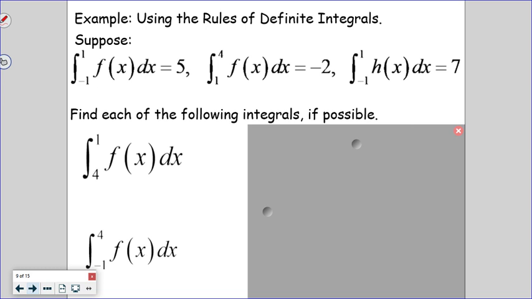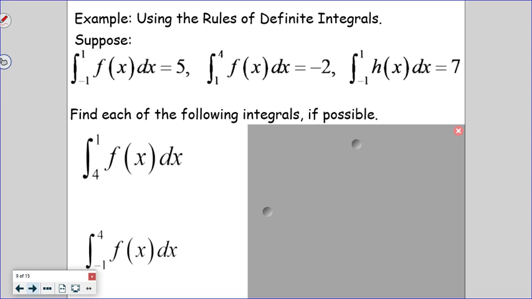The integral from -1 to 1 of f of x dx equals 5. The integral from 1 to 4 of f of x dx equals -2. The integral from -1 to 1 of h of x dx equals 7. And then we're going to answer some questions related to those given pieces of information.